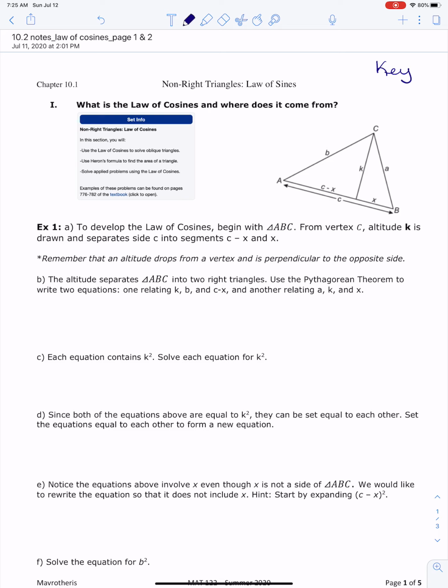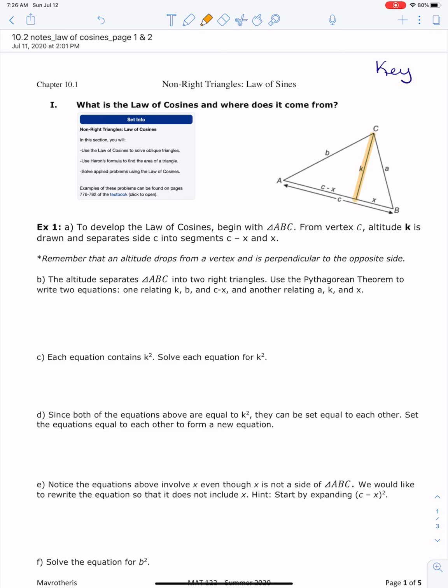Notice here we've got our triangle ABC. We've got the opposite sides labeled little a, little b, little c. We've also got a couple of other pieces in there, and we're going to walk through those really quick. So here's what we're going to do. We are going to draw the altitude K from vertex C, and that's this right here, which is already in here for you.